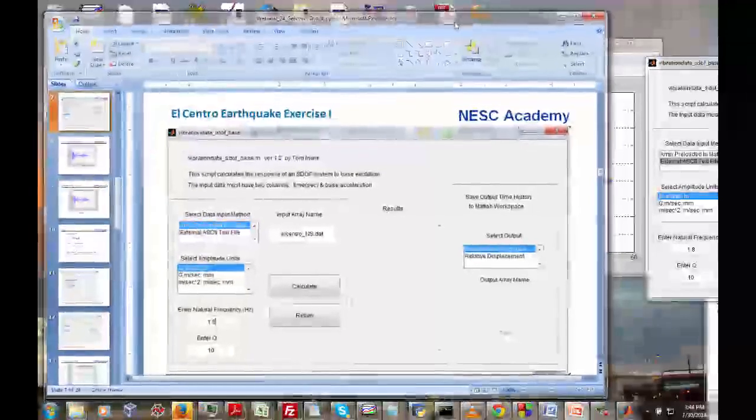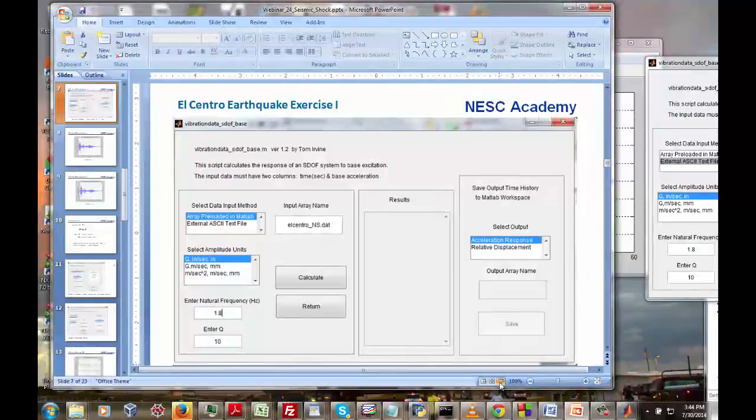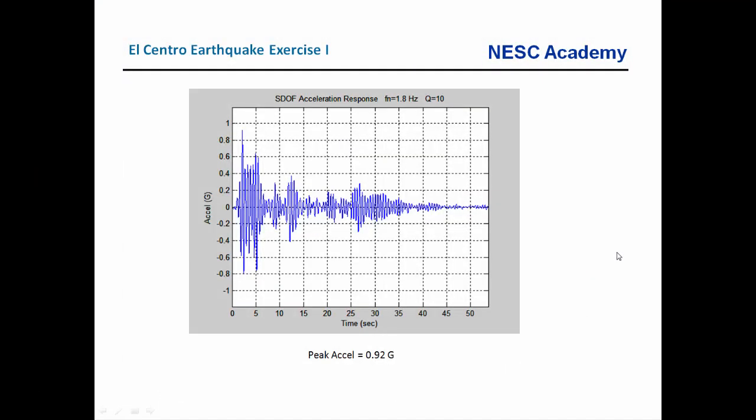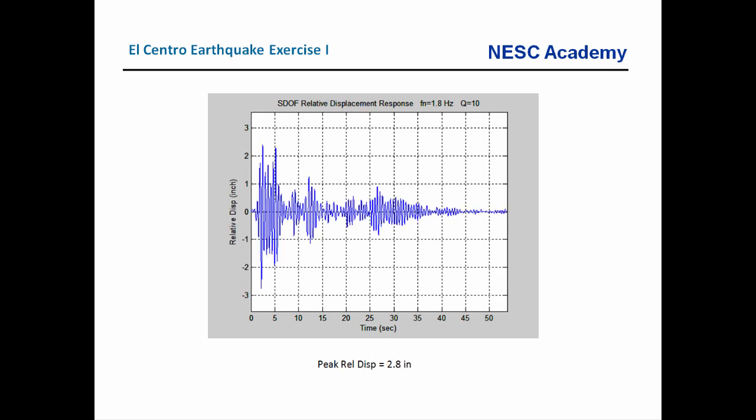So let's see what else we want to do with this. Go back to the slides here briefly. So here's the 1.8 hertz, Q equal to 10 single degree of freedom response. I've demonstrated how to generate this plot. And of course, everything we're doing today in this unit, I'd like you to go and repeat as a homework exercise. Okay, here's the relative displacement response with its natural frequency, 1.8 hertz again, Q equal to 10. And you've seen this plot before. Looks like I rounded up a little bit, and the peak relative response I'm calling 2.8 inches.